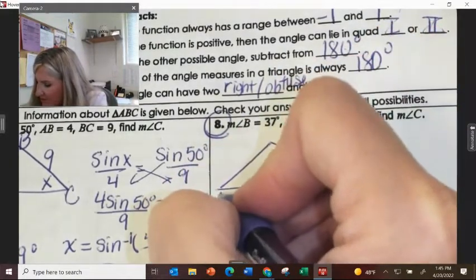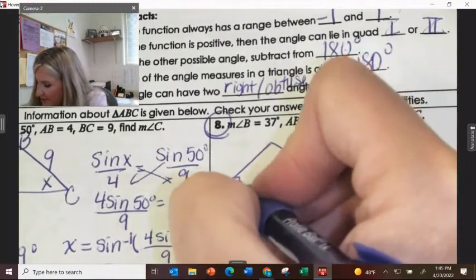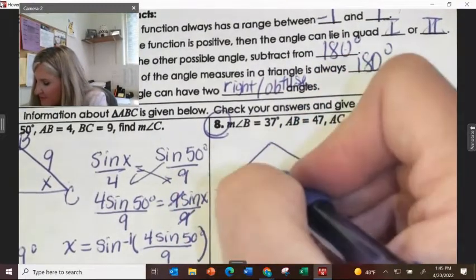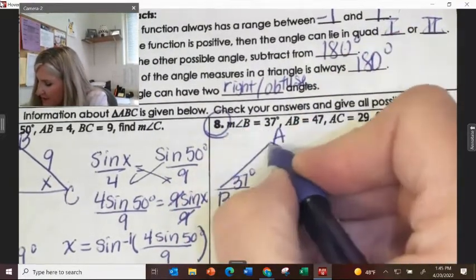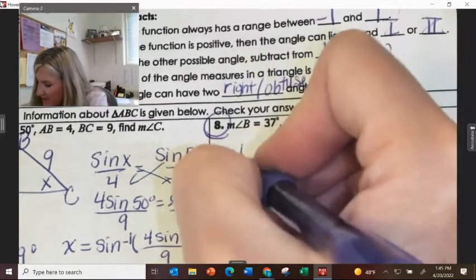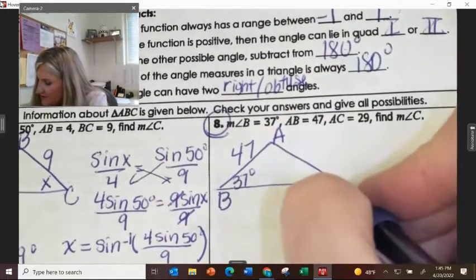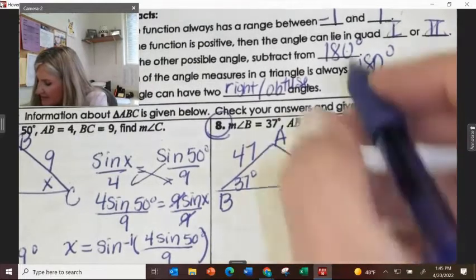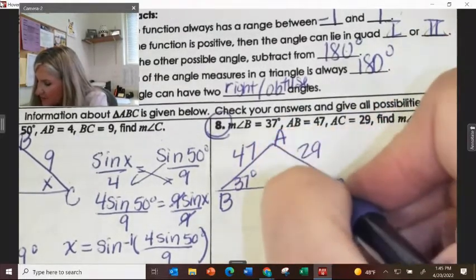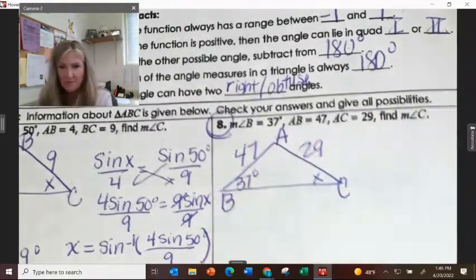Okay, so I'm going to go ahead and put B here. Doesn't matter where you put it. Call that 37 degrees. I'll put A here. A, B is 47. So this has to be C. A to C is 29. And we're trying to find the measure of angle C right there.